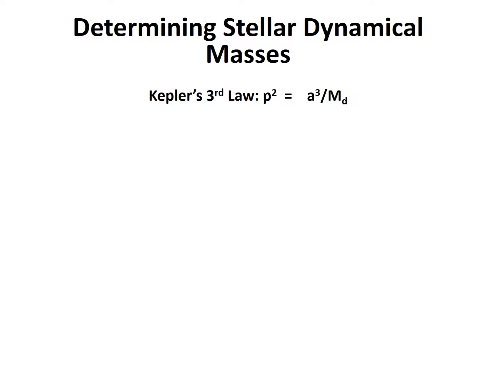As you will recall, Kepler's third law states that the period in years squared is proportional to the semi-major axis of the true ellipse in astronomical units, AUs, cubed, where P is the period in years, A is the semi-major axis in astronomical units, and MD is the dynamical mass of the two stars in units of solar mass. The dynamical mass is the sum of the two stellar masses, M1 plus M2. It should be noted that the units of the semi-major axis are astronomical units, not arcseconds. Thus, we need to know the actual physical separation, not just the apparent angular separation.